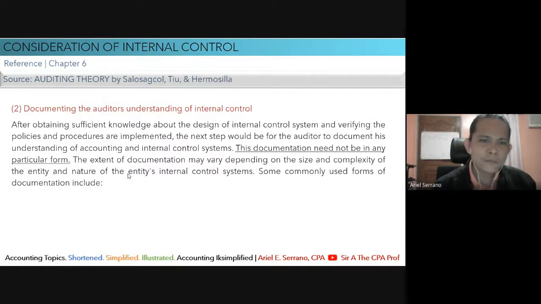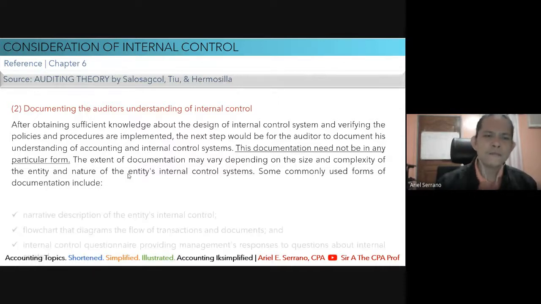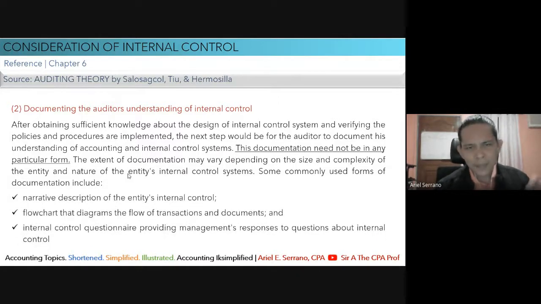Some commonly used forms of documentation includes the following. Narrative, ninanarrate natin, sinusulat natin. Flowchart. Okay, pag flowchart, may mga diagrams tayo na ginagamit. Sa Accounting Information System ko na playlist, meron akong discussion doon on flowcharting, how to create flowcharts, in assisting the auditors or even the other users in preparing in documentation.